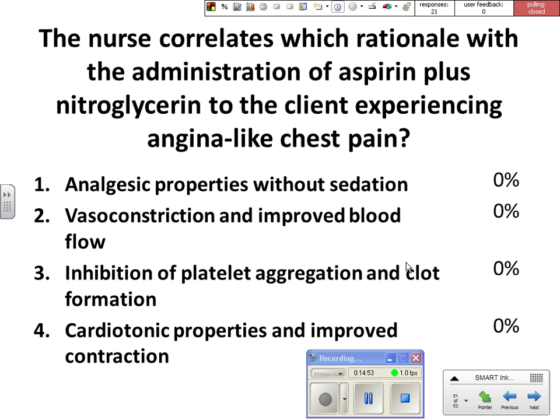The nurse correlates which rationale with the administration of aspirin plus nitroglycerin to the client experiencing angina-like chest pain? Analgesic properties without sedation, vasoconstriction and improved blood flow, inhibition of platelet aggregation and clot formation, cardiotonic properties and improved contraction.